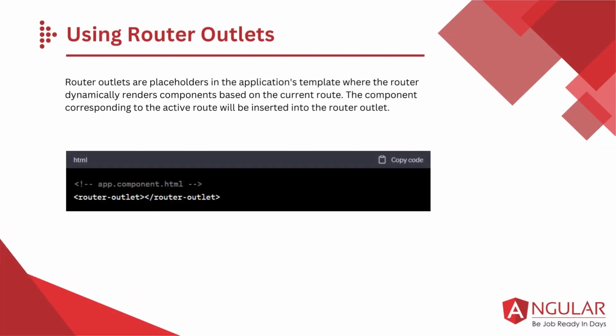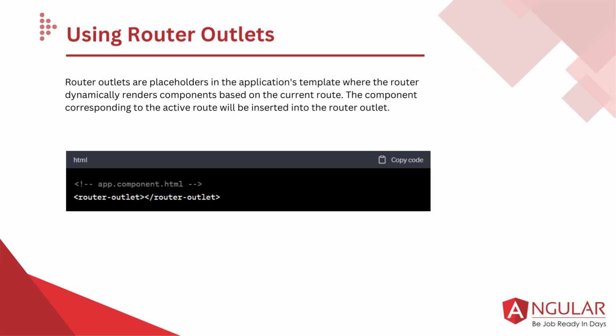2. Using router outlets. Router outlets are placeholders in the application's template where the router dynamically renders components based on the current route. The component corresponding to the active route will be inserted into the router outlet.